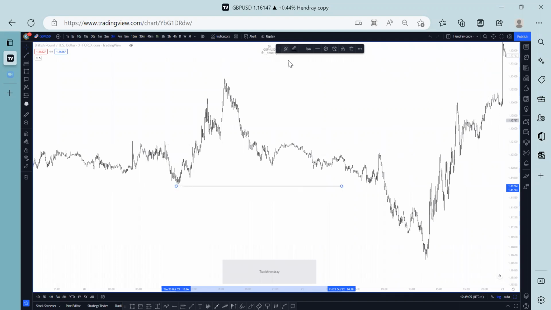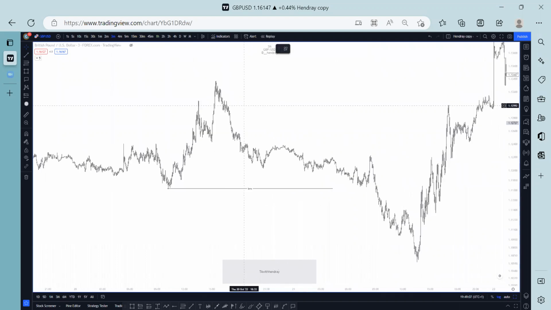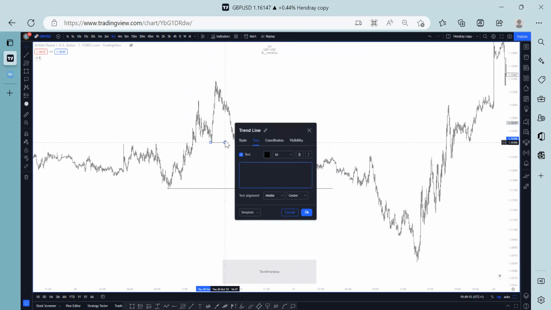So here we have our BMS to the downside. But before our BMS to the downside, we have the internal BMS.